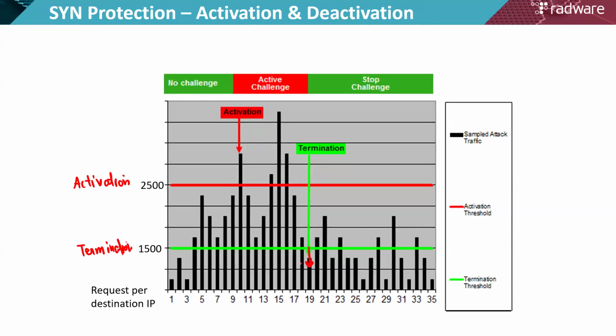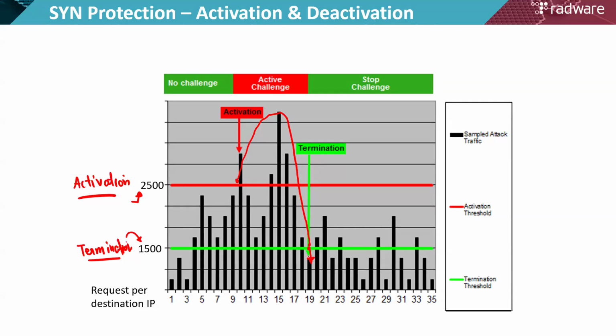I'll explain it once again. There are two threshold levels, activation threshold and termination threshold. Activation is set at 2500, termination is set to 1500. These values are configurable. Now, if the number of SYN packets that we are receiving goes above the activation threshold, we will start challenging. So we start the challenge at this point, and we will continue challenging all the clients until the number of SYN packets goes below 1500.